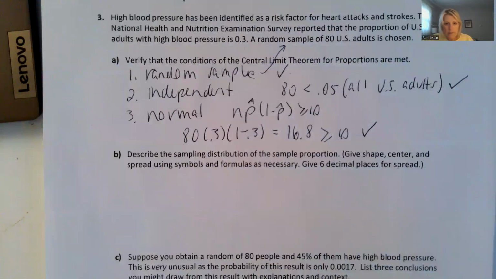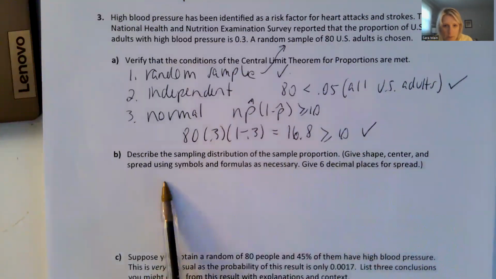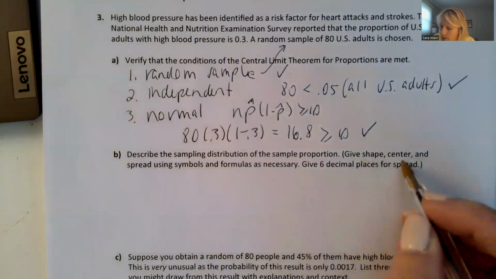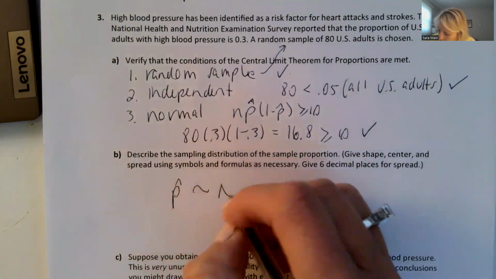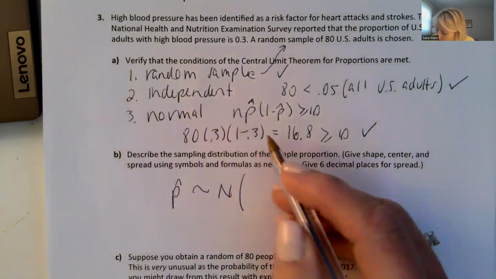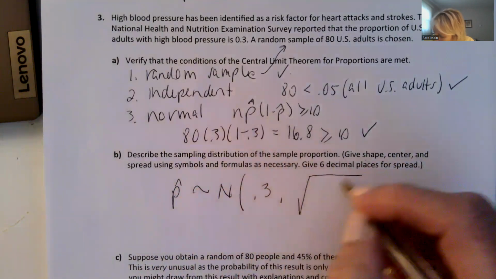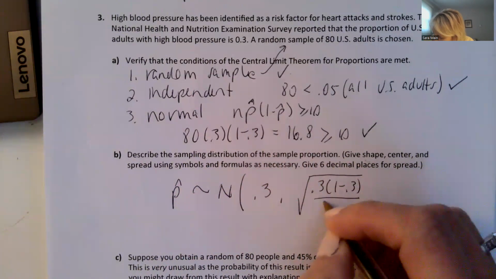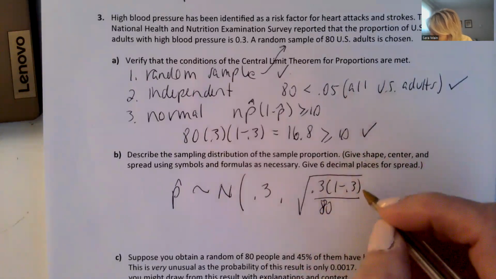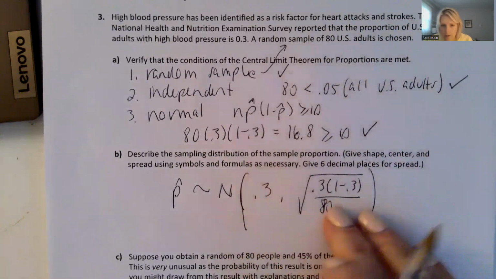Part B says, describe the sampling distribution of the sample proportion, give the shape, center, and spread. We don't really talk about shape, center, and spread necessarily in this book, but we do say that p hat is normally distributed with the center at 0.3 and the standard error at the square root of 0.3 times 1 minus 0.3 divided by 80. And that's what we're going to use in here.